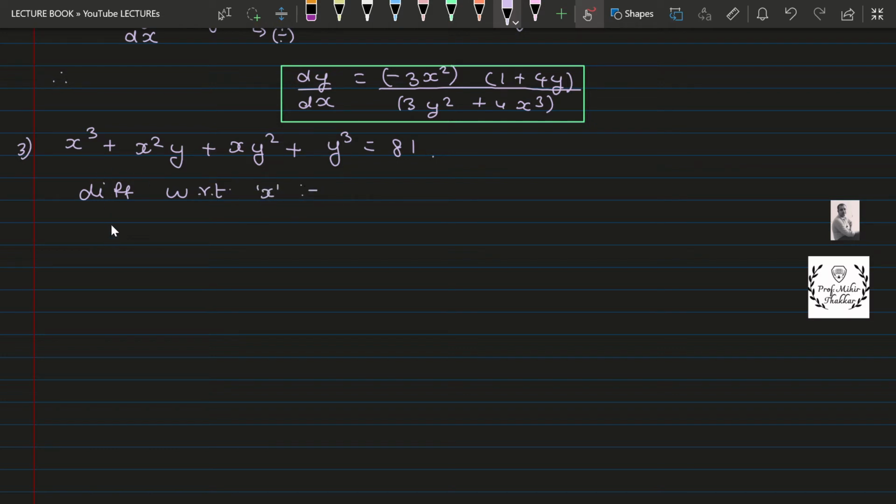differentiating with respect to x. So the derivative of x cube is equal to 3x square, and derivative of y cube, that is going to be equal to, as we did in the previous term, 3y square dy by dx. Derivative of the constant term is 0, so we write this 0.